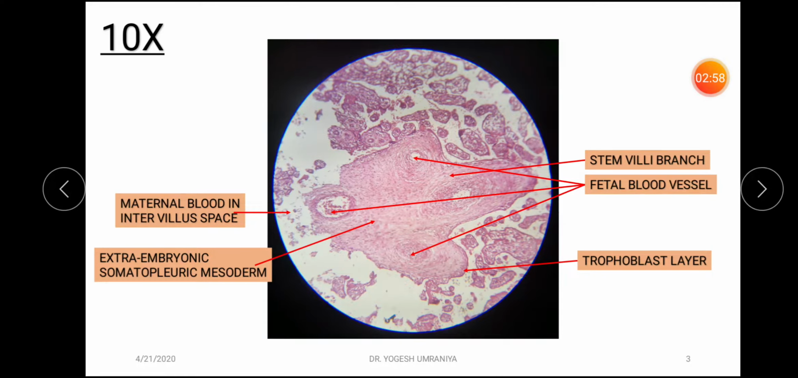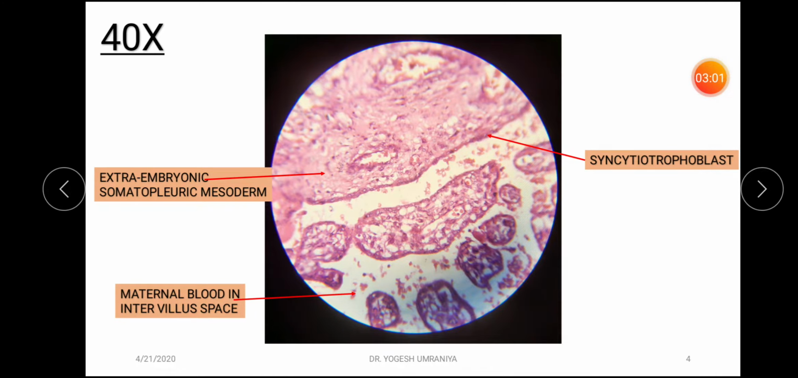After that we will see this image under the 4x. Now you can see this is the peripheral margin of this chorionic villi. You will see the dark lining cells. There is aggregation of the dark lining cells, and that is termed the syncytiotrophoblast. Still inner to that you will find the extra embryonic somatopleuric mesoderm, and in between the villi you will find the maternal blood in the intervillous space.